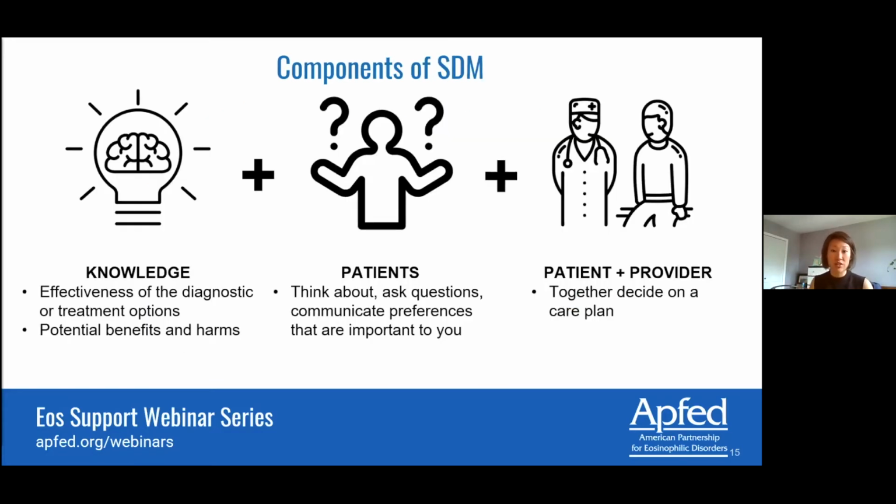So again, the shared decision-making components are knowledge delivered by the provider about effectiveness of the diagnostic tools or treatment options, reviewing the potential benefits and harms, and asking the patient to think about what their preferences are, what is important to you. Then together, the patient and the provider decide on a care plan. This is exactly what it sounds like. It's a partnership between patients and providers.